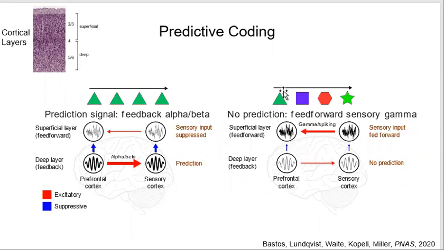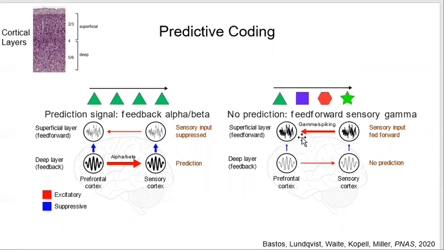Conversely, here's a case of a very unpredictable cue, a different cue every trial. There is a weaker prediction signal, so less feedback alpha and beta rhythm to sensory cortices, and therefore less suppression of superficial layer gamma and spiking. Therefore, the sensory input can be fed forward uninhibited.